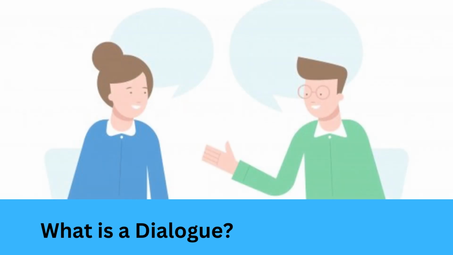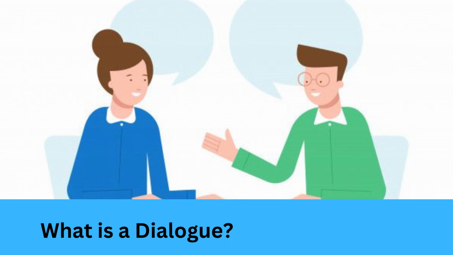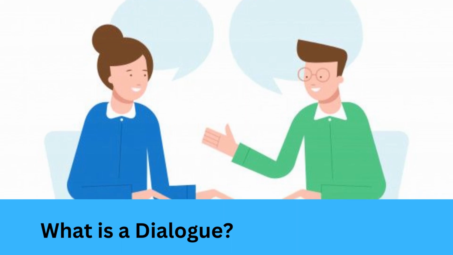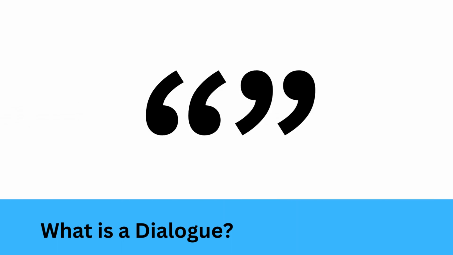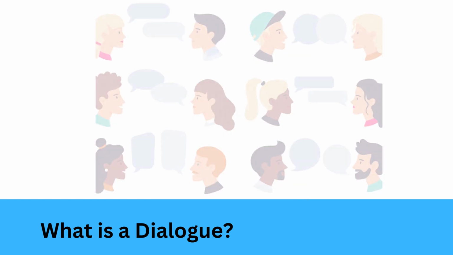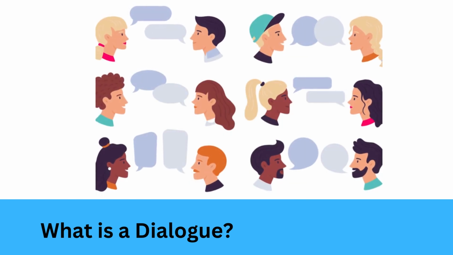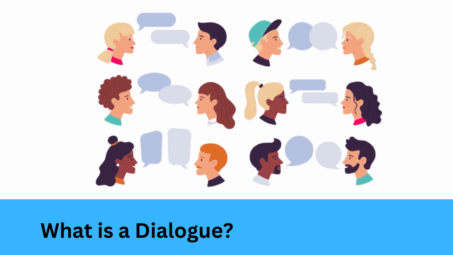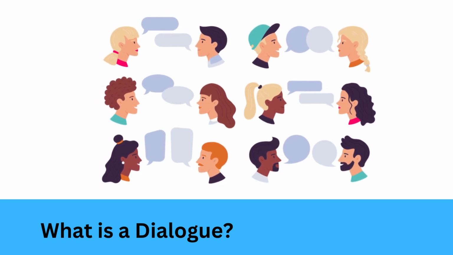In a dialogue, characters typically take turns speaking, and their lines are often enclosed in quotation marks to distinguish them from the narrative text. Dialogue can vary in tone, style, and content depending on the characters, the genre of the work, and the author's intentions. Well-crafted dialogue can make characters feel more realistic and relatable to readers, enhancing the overall reading experience.